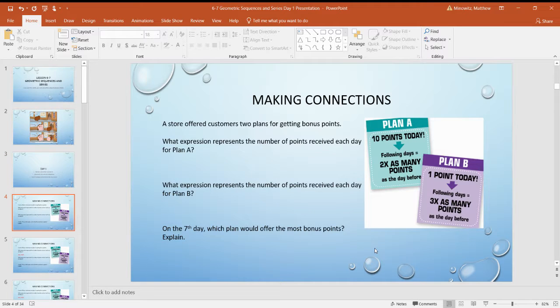So let's start with this problem. A store offered customers two plans for getting bonus points. You can get 10 points today and get double the amount of points every day from now on, or you can start with 1 point and get triple the amount of points. Your job is to tell me on the 7th day which plan gets me the most bonus points. So go ahead, pause the video, try it out, write equations that represent the situations, and then tell me which plan is best.